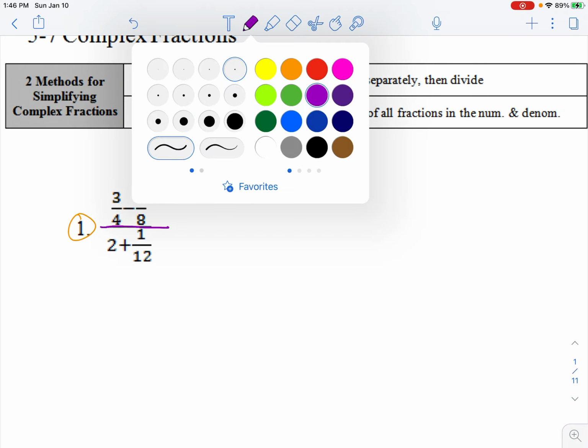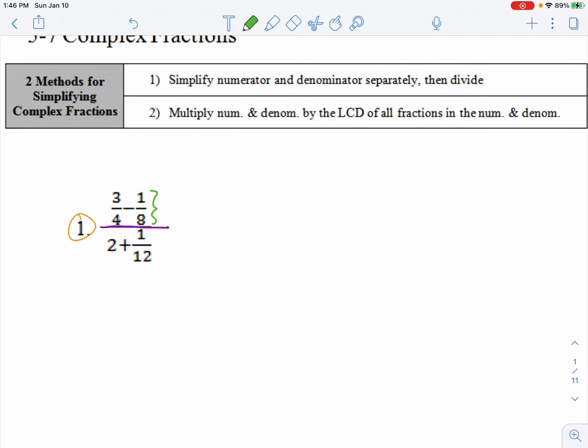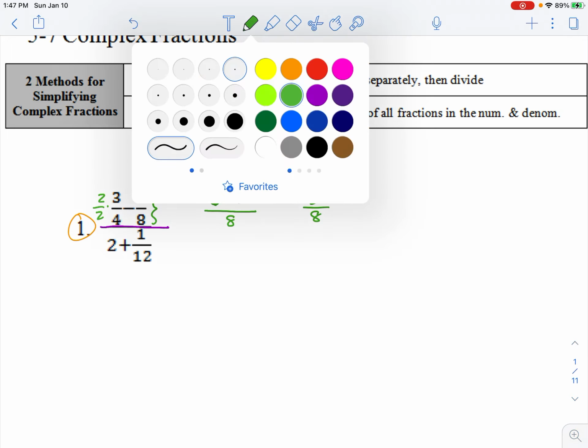So I'm going to color code my work. Let's do out the numerator here in green, and I'm going to just worry about the numerators to start with. I need a common denominator. That means my common denominator here is going to be 8. I've got to multiply my numbers here by 2 over 2. So I'm going to have 6 minus 1, and now that is all over 8. I am skipping a couple steps here. Of course, write out all your steps if you need them. That's going to give me 5 over 8 as my numerator.